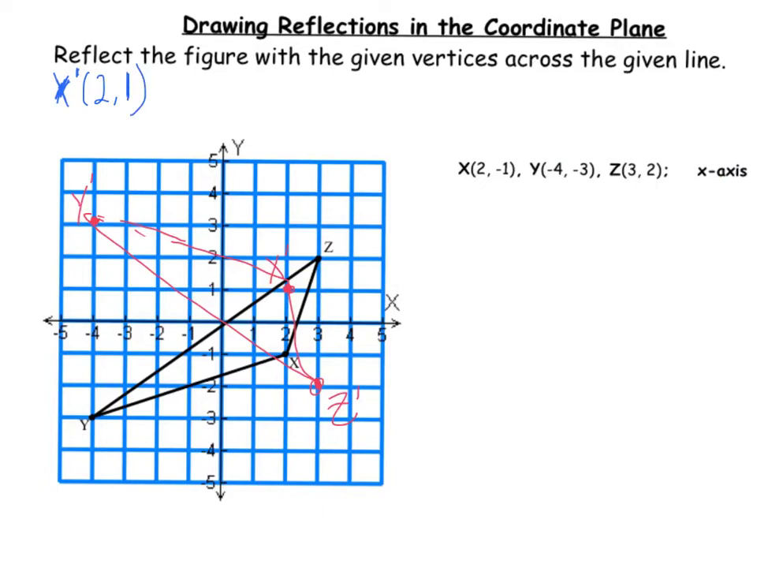Our new y prime is going to be at negative 4, then 1, 2, 3, up, positive 3. Negative 4, positive 3. And then last but not least, our z prime is going to be at 3, negative 2. 3 and negative 2. That's the easy way of doing it.